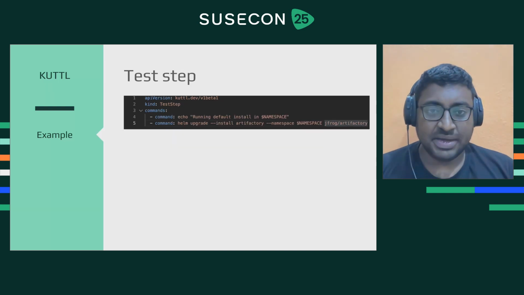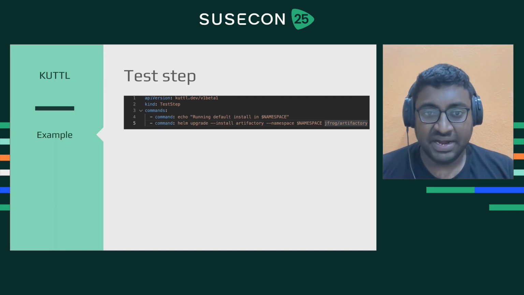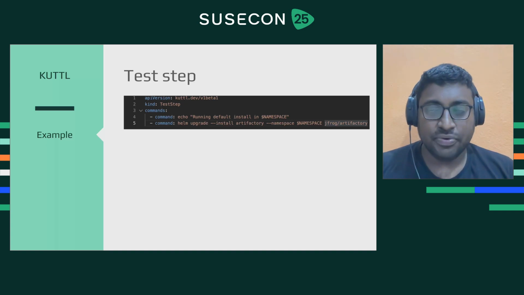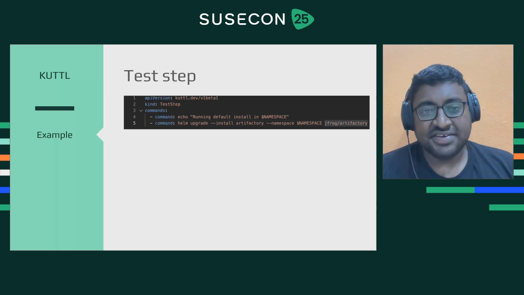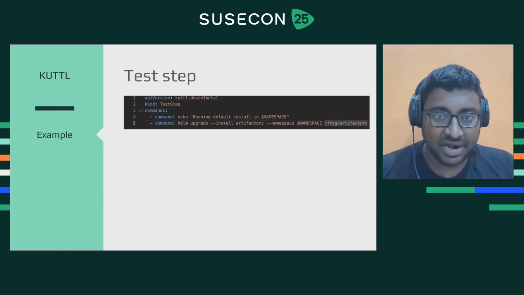Next is a test step. This is also a CRD, where you can see the API version is kuttl.dev/v1beta1 and the kind is TestStep. As I've said, it has three main blocks: test suite, test step, and test assertion. Kuttl uses a YAML based declarative approach, where it tests the final state using an assertion of a declarative YAML. I will provide you with an example as well.